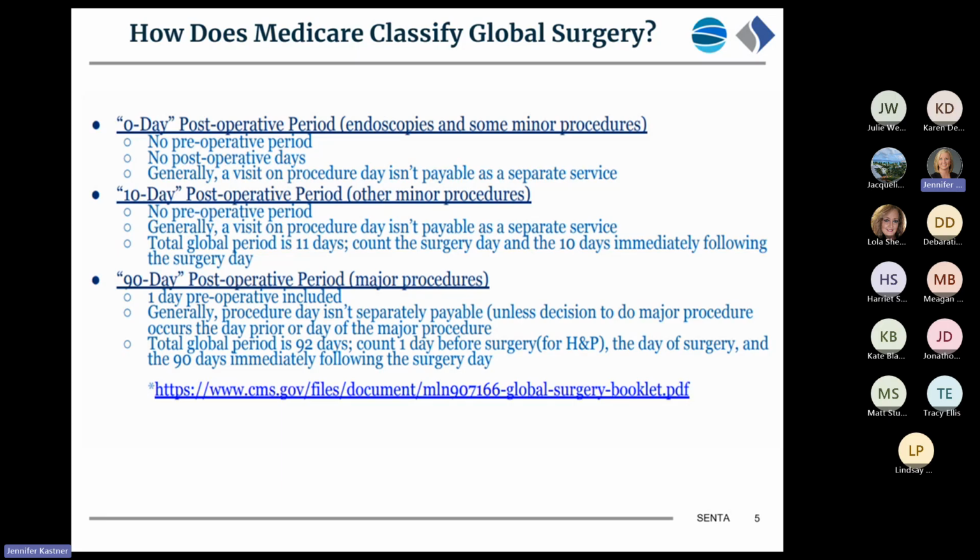Finally, today what we're going to be talking about is mainly the 90-day global period, and this is for major procedures such as septoplasties. For a 90-day period, the payment that is received includes one preoperative visit, and this is usually for the H&P, the history and physical, where they answer questions about the surgery, sign consent forms, and do the history and physical. That visit is inclusive to the surgery. The surgery and the postoperative visits are also included. Also, the total global period is really 92 when you include the H&P visit, the surgery day, and the 90 days following the surgery. Again, today's session is mainly going to focus on those major procedures with a 90-day global period.